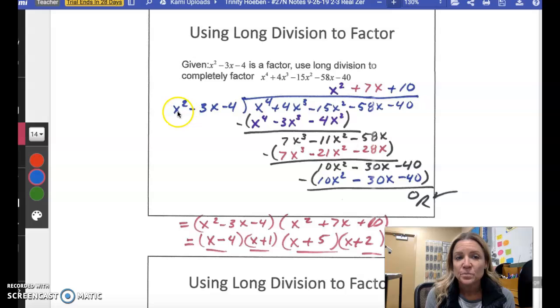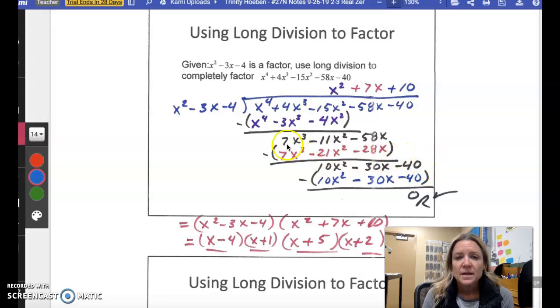All right, now division. X squared goes into 7x cubed, 7x times, write it above the x term. Now multiply. 7x times x squared is 7x cubed. 7x times negative 3x is negative 21x squared. And 7x times negative 4 is negative 28x. Now let's subtract. These cancel, go to 0. Negative 11x squared minus minus 21x squared is 10x squared. Negative 58x minus minus 28x is negative 30x. And then we brought down this negative 40 or minus 40.